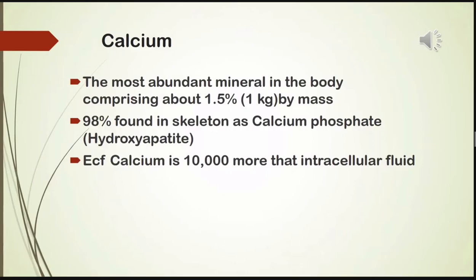Calcium is the most abundant mineral in the body, comprising about 1.5% by mass, or around 1 kilogram. 98% is found in the skeleton in the form of calcium phosphate, or more specifically, hydroxyapatite. There is more calcium in the extracellular fluid than in the intracellular fluid by a factor of about 10,000.